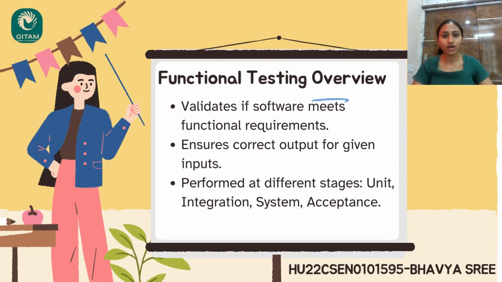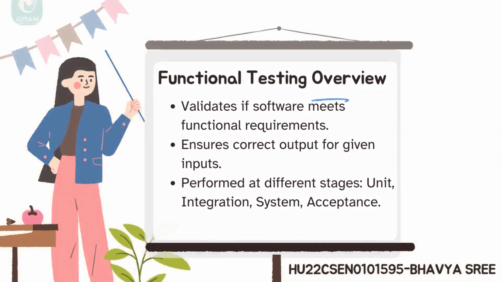Functional testing overview. Functional testing is all about verifying whether the software meets its specified requirements. It ensures that every function of an application behaves as expected, given specific inputs. Functional testing is done at multiple levels, including unit testing, integration testing, system testing, and user acceptance testing.